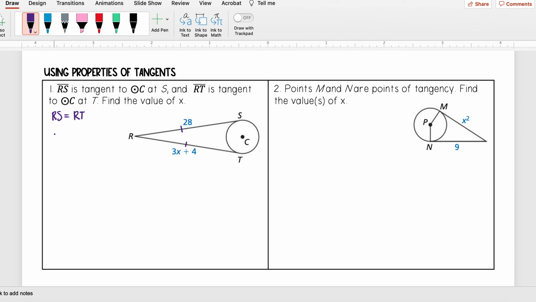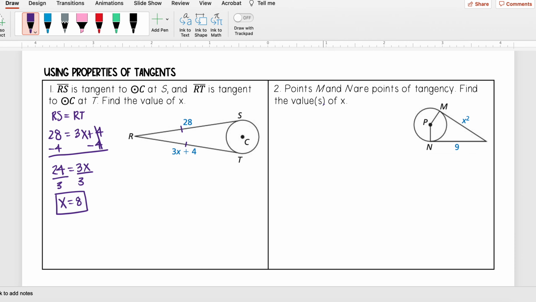Well, RS is 28, so I have 28 is equal to 3x plus 4. And now I can solve for x from here. So subtract 4 from both sides, and I get that 24 is equal to 3x. And then divide both sides by 3, and I get that x is equal to 8.